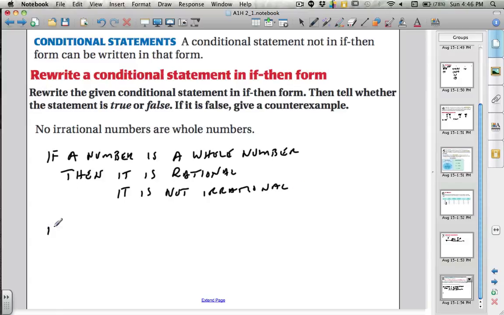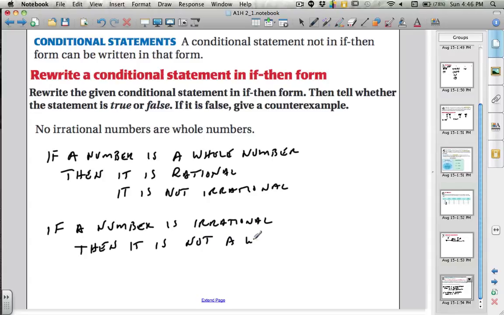I could also say if a number is irrational, then it is not a whole number. Right? These are converses of each other to some extent, but they both hold true. Right? So this is how an if-then statement works. Okay, and that's it for us for section 2.1.